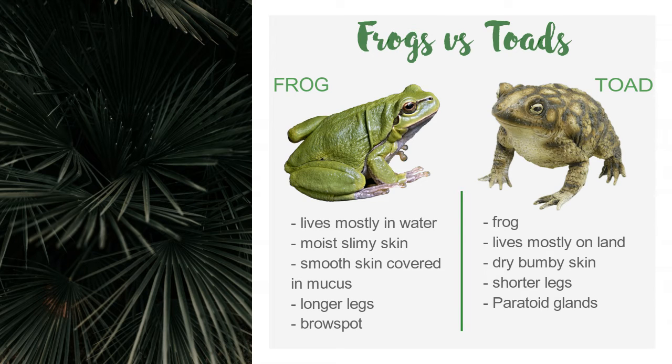Since frogs and toads are both amphibians, they are similar in many ways, but there are also differences. To be more accurate, toads are actually a classification of frogs, meaning toads are a kind of frog. Frogs spend most of their lives in or near water. Toads, on the other hand, live mostly on land. Frogs also usually have longer legs and moist slimy skin, while toads have shorter legs and dry bumpy skin. Another way to spot the differences between frogs and toads is that frogs have brown spots that are not found on toads, while toads have parotoid glands that are not common among frogs.